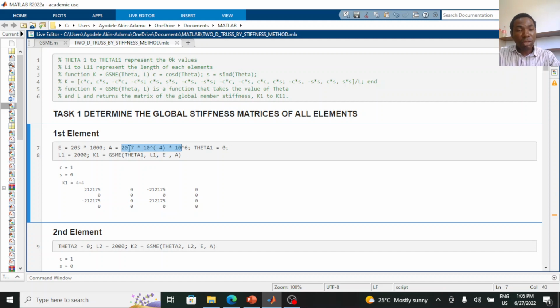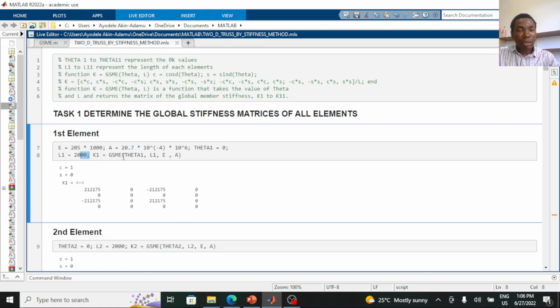The area given in the question is actually 20.7 times 10 to the minus 4 meter square, but because I'm working in millimeter, I converted this to millimeter square. That's why this is multiplied by 10 to the power 6. So our theta for this element 1 is 0 degree. I've already explained this in my previous video, so I refer you to my previous video to understand why theta 1, the theta for this element, is 0. The L1 is given, that's the length of the element, given as 2 meters, 1000 mm.